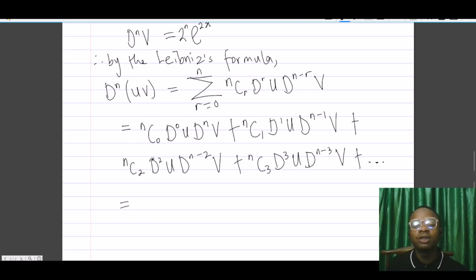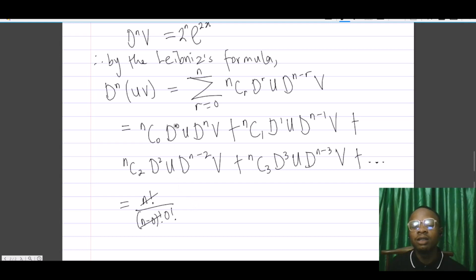What is n combination 0? Anything combination 0 will be 1. If you like, this is n factorial over n minus 0 factorial multiplied by 0 factorial. So this is n factorial, cancel n factorial. So you have 1 over 0 factorial, which is 1.